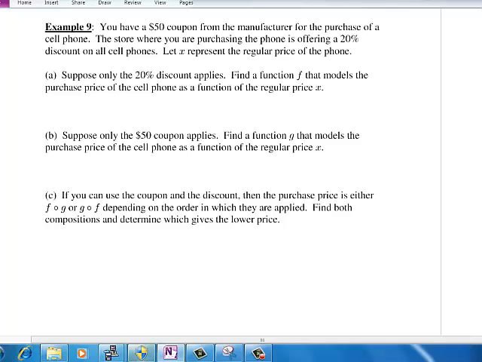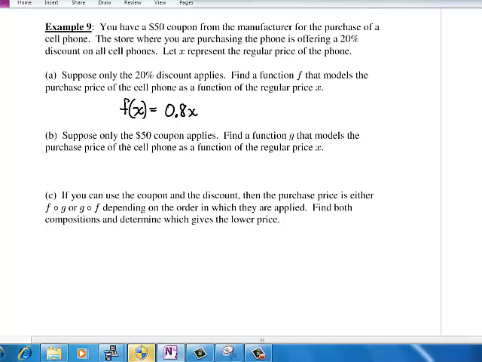So first, we'll suppose only the 20% discount applies. Find the function f that models the purchase price of the cell phone as a function of the regular price. So if it's only the 20% discount, then what we're doing is we're paying 80% of the price. So I'm just going to do f of x equals 0.8 times x. You could do x minus 0.2 times x. That would be the same thing. You're going to eventually get a simplified formula to 0.8 times x.